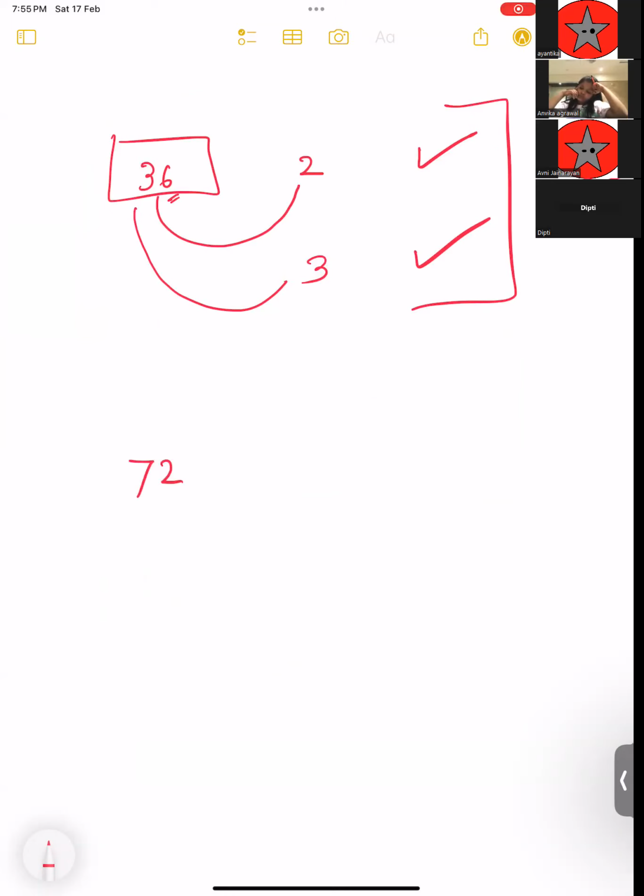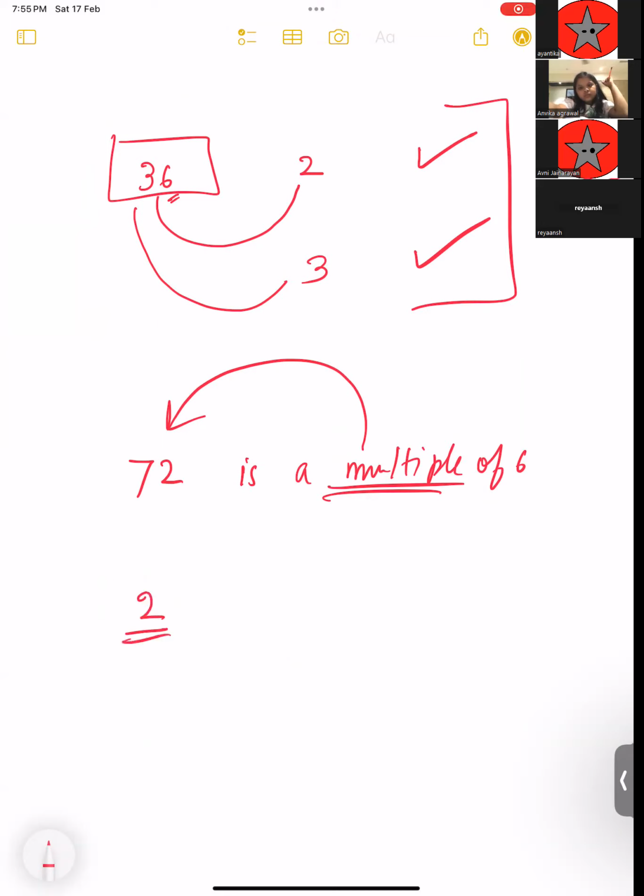Let's take 72. Tell me, will it be completely divided by 6? Or can I say that 72 is a multiple of 6? Multiple of 6 means it is coming in the table of 6. Yes or no? Ayantika, Anvika, Priyansh, I got it. Do you think it is going to be divisible by 6, Ayantika? Yes, ma'am. Good, Anvika.